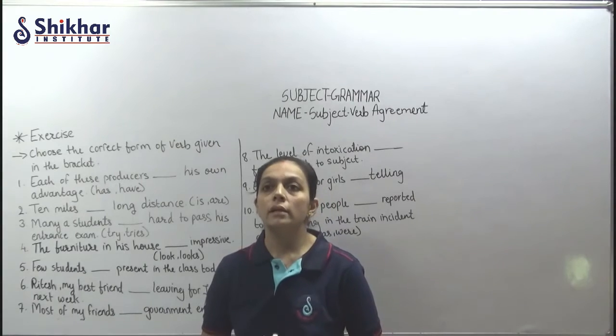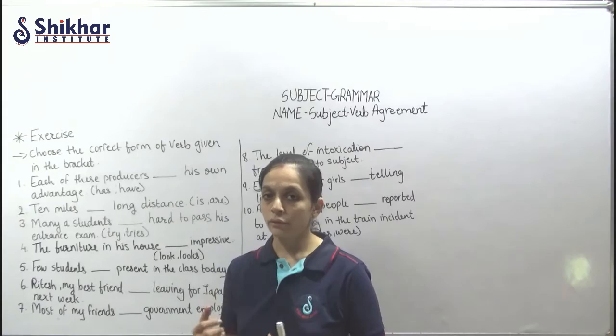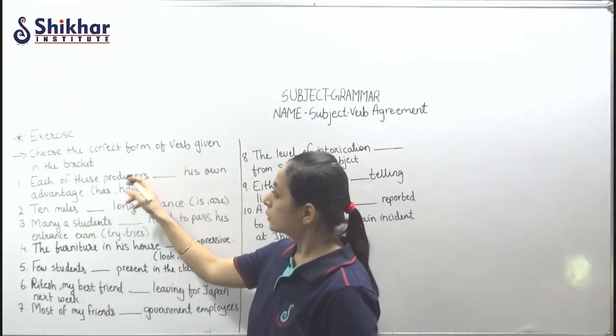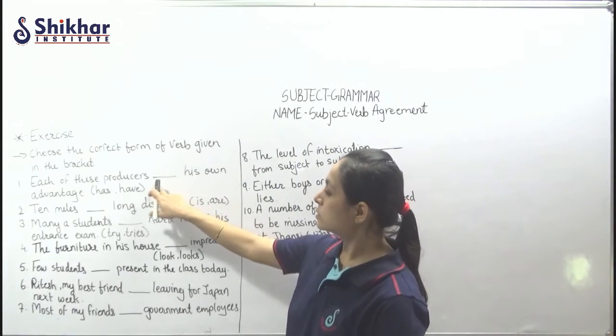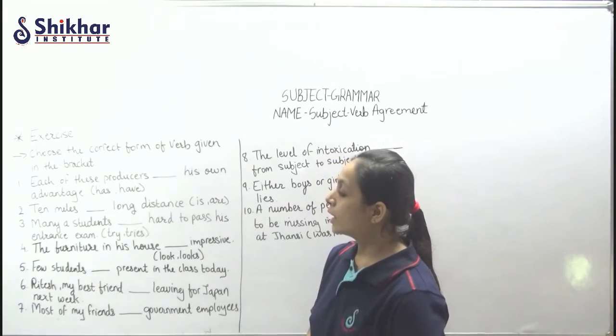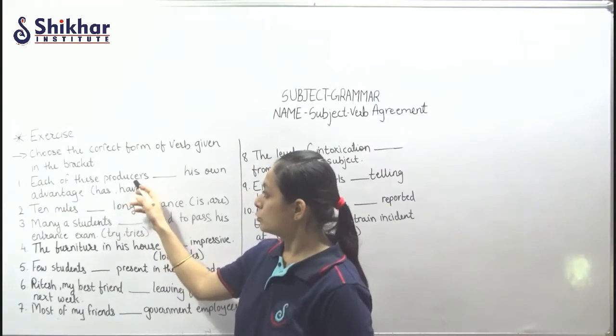Now let us see one of the exercises for practice, and you will get the proper idea. Choose the correct form of verb given in the bracket. Each of these producers dash his own advantage. Now देखो यहाँ पे we are saying each of these producers.